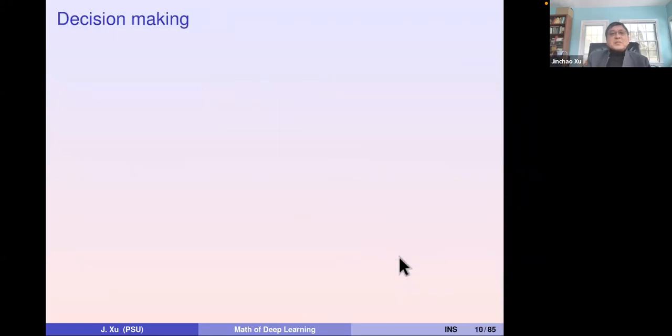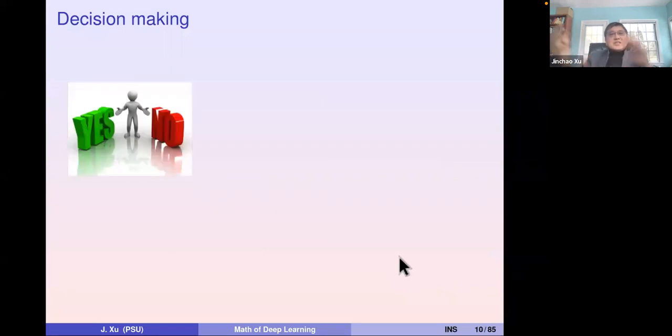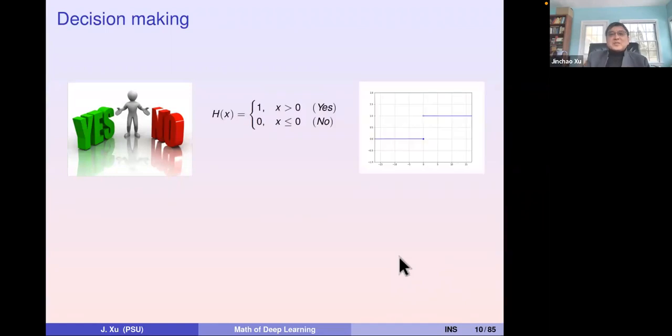Let me give some examples. In our life, one part of intelligence is that we make decisions all the time, yes or no. Mathematically, I introduce something called an activation function. If some threshold number is greater than zero, I say yes. Otherwise, I say no. That's the quantification of yes or no.